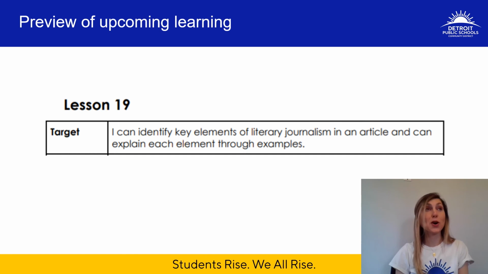Lesson 19, we are almost at the end of the week, so let's preview tomorrow's learning. The target for tomorrow is, I can identify key elements of literary journalism in an article or an essay and can explain each element through examples. So we kind of scratched the surface today. Tomorrow we'll really exercise our muscles around what literary nonfiction is and what literary journalism is as well.